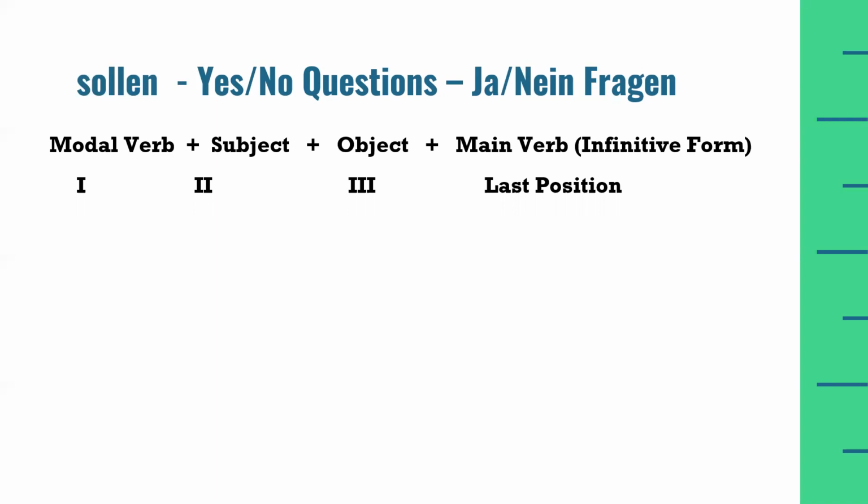Then comes the object. Whenever I say object, it can be an object or it can be any preposition, or it can be the case that there is no object in the sentence. Then the main verb will always come at the last position in infinitive form. So let's look at the examples.